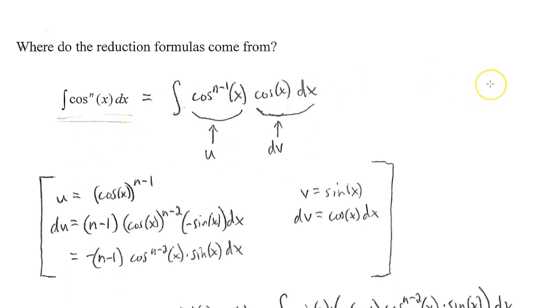Okay, now where do the reduction formulas come from? I'm not going to ask you to rederive this formula, but I hate to just throw you a formula and make it seem like it just drops out of the sky. Well, the reduction formulas come from integration by parts. So how can we do integration by parts with this one?